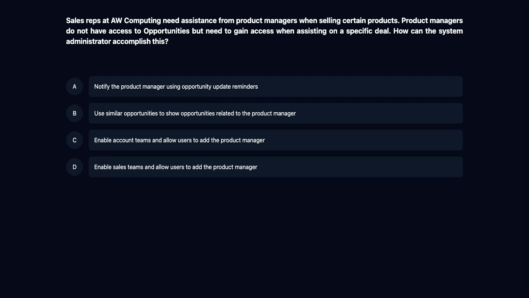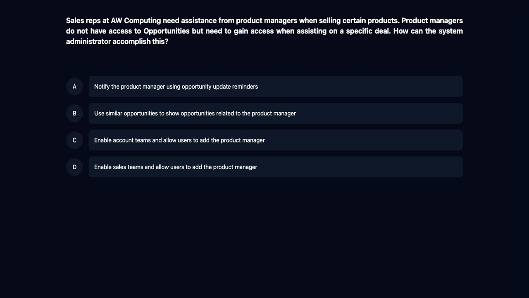Sales reps at AW Computing need assistance from product managers when selling certain products. Product managers do not have access to opportunities, but need to gain access when assisting on a specific deal. How can the system administrator accomplish this?